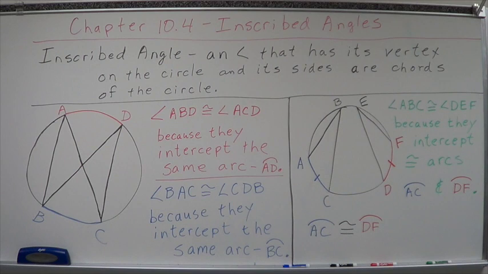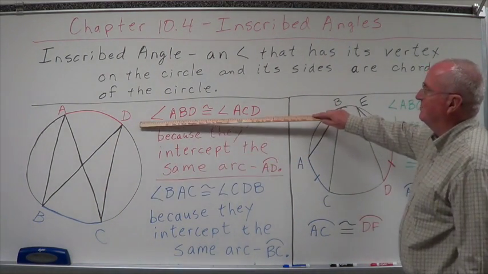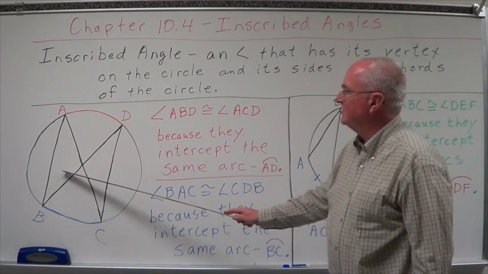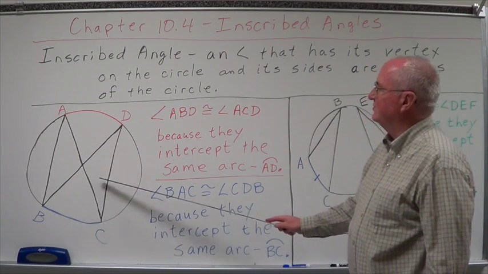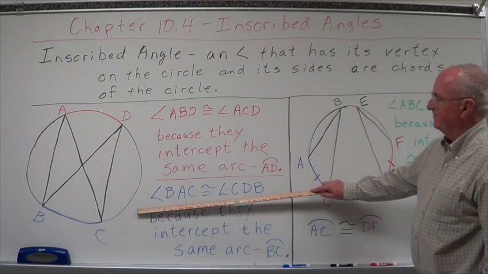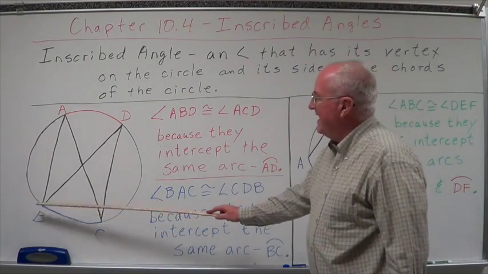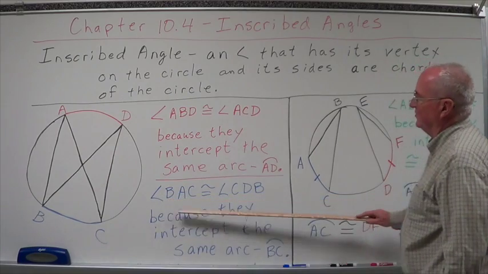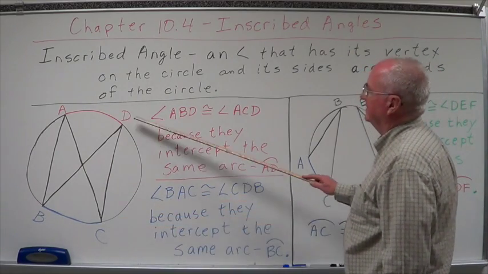Okay? The endpoints of their sides are the same. They create the same arc on the circle. Therefore, they have to be congruent. They have to have the same measure. If I lay this angle on top of this one, they're going to be congruent. The same thing: angle BAC is congruent to angle CDB.